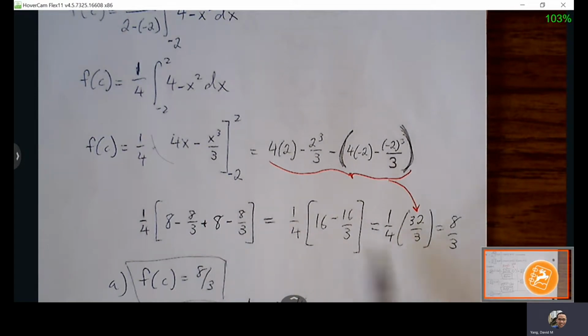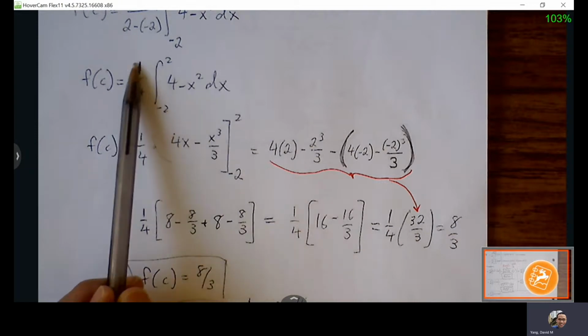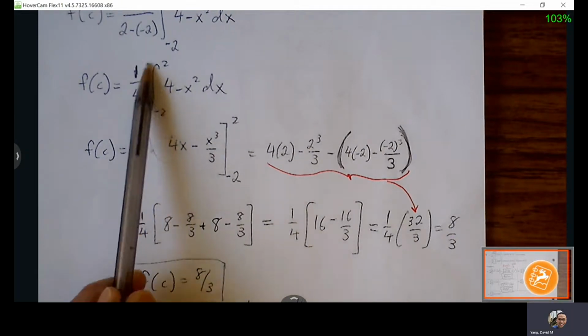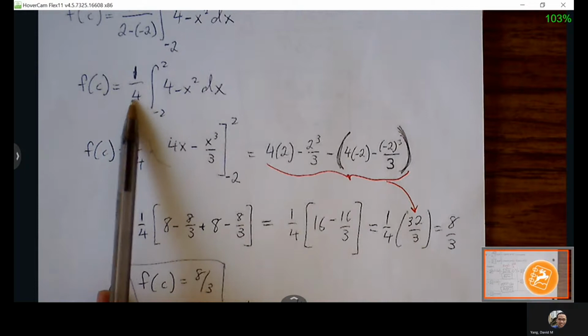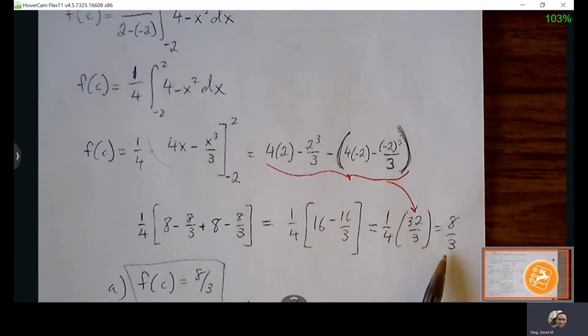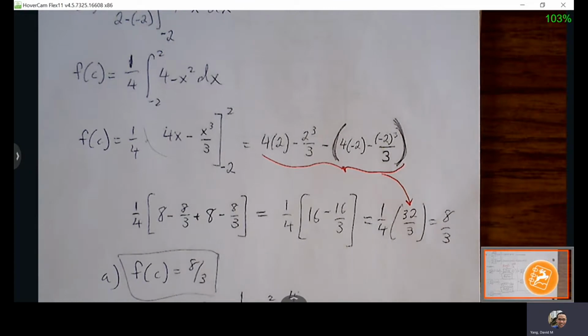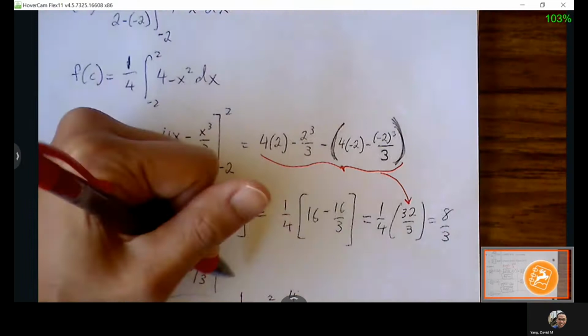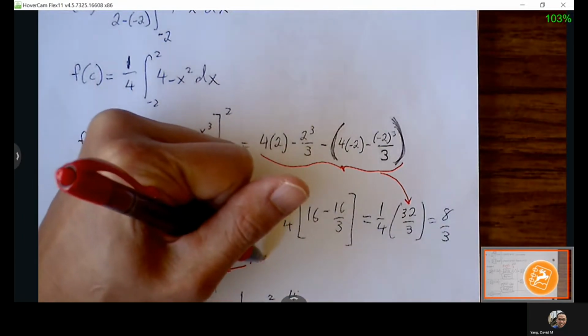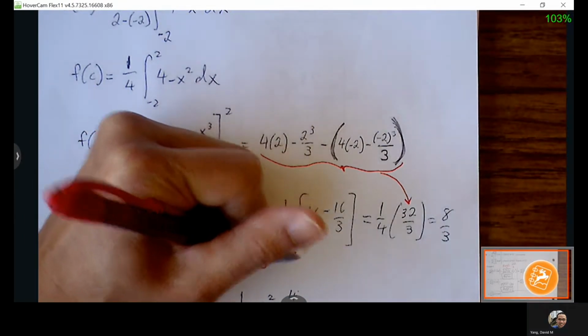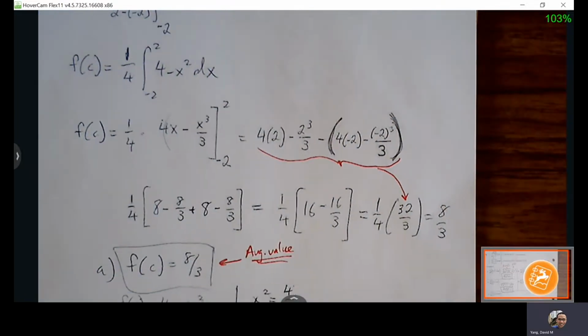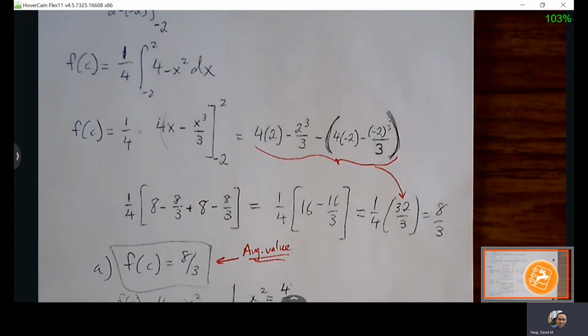But don't forget, there's still this 1/4 sticking out here. You have to involve this width component. Area divided by the width will get you down to 8/3. That's part A. Part A is the average value across this entire graph from -2 to 2. The average height for all the y values is 8/3. Any questions up to that point?